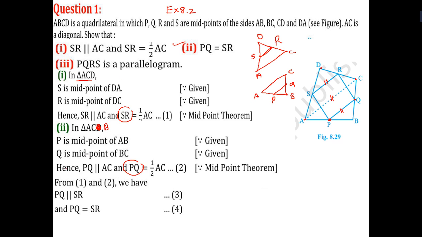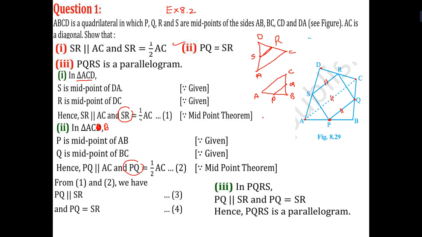So from the first, we say PQ is equal to SR, or PQ parallel to SR. So one pair of opposite sides is equal and parallel, so we can say it is a parallelogram. Now in quadrilateral PQRS, PQ parallel to SR and PQ is equal to SR. Hence PQRS is a parallelogram.